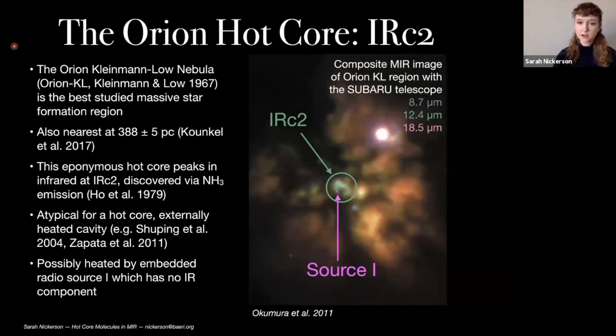And so here on the right is a composite image in the mid-infrared of the Orion KL region. IRC2 is this upside down U shape here, peaking at 12 microns. And then radio source I is just located to one side of it.